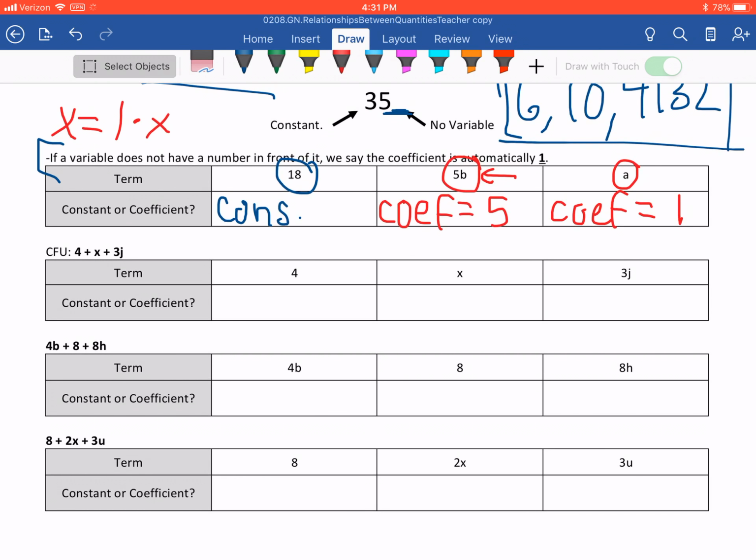All right, there are 3 questions here for CFU. I want you to pause the video, and whenever you're done and ready to check those 3, resume it.